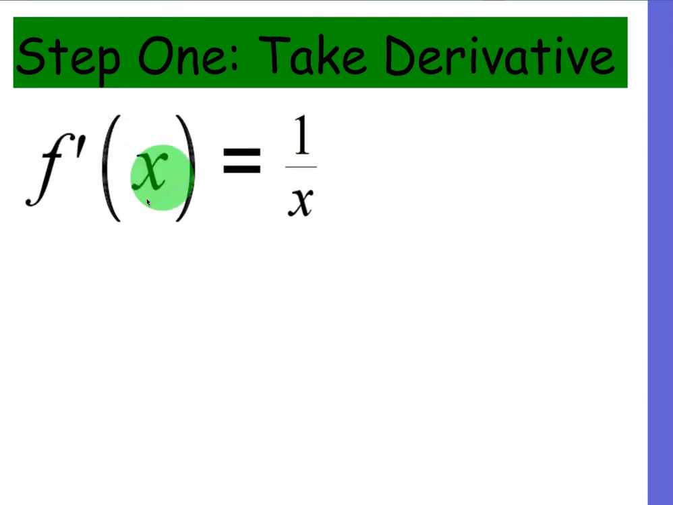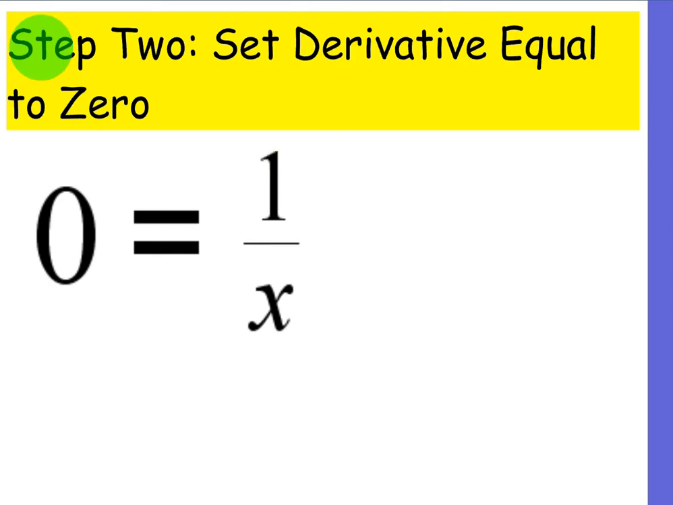f prime of x, the derivative of natural log of x, is 1 over x. Pretty simple. Next step, set the derivative equal to 0. So the derivative, 1 over x, is going to be equal to 0. You can already see some issues here.